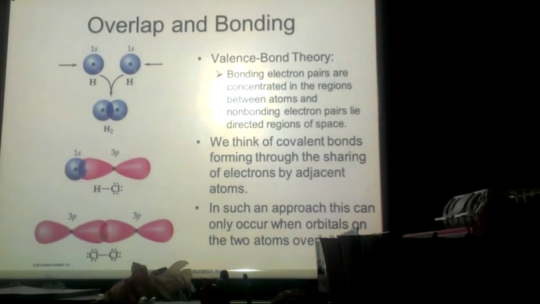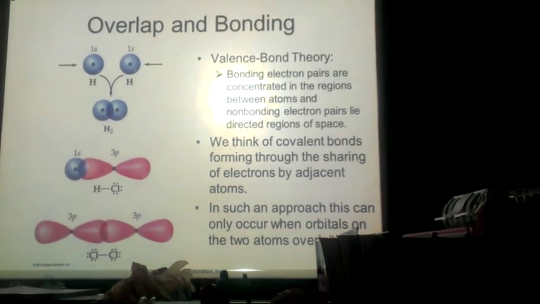Okay, moving on into hybridization, where we need to talk about atomic overlapping and atomic orbitals, which are going to be different from when we talk a little later in the chapter about molecular orbitals. So valence bond theory really is how we get our VSEPR, the molecular geometries and shapes. Valence bond theory is where we think about bonding electron pairs being concentrated in the regions between atoms, and non-bonding electron pairs lying in directed regions of space. Ultimately, it is just thinking about electrons that are bonded versus electrons that are non-bonded and what's happening in the space around these electron pairs.